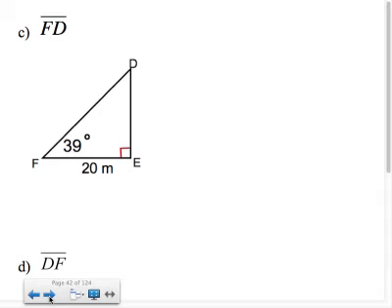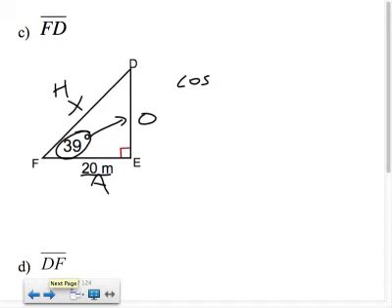Part C, solve for FD. Again, at this point I would probably pause the video and see where you're at on your own. So here's my angle. I want this. Relative to the angle, this is opposite, adjacent, and the hypotenuse. So I'm using O and H again. I'm sorry, I'm not using O and H. I'm using A and H, because I know the A, I want to know the H. So you say that's cosine, right? Because it's CAH, adjacent, hypotenuse.